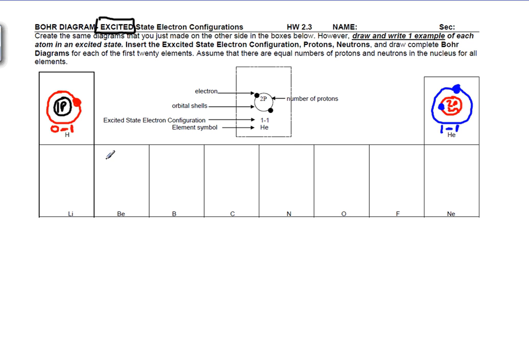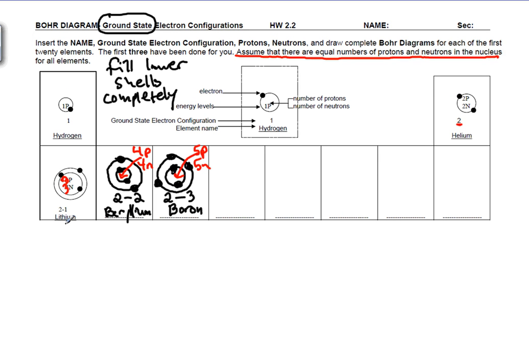Let's look at lithium. Lithium has 3 protons and 3 neutrons, let's say, and originally it had the configuration 2-1. 2 electrons in the first shell, 1 electron in that outer shell. The reason why we have that third electron on the outside is because we filled up that first shell completely. So one of the ways we could excite this is we could take one of those completely filled shells, right? This first shell is completely filled.